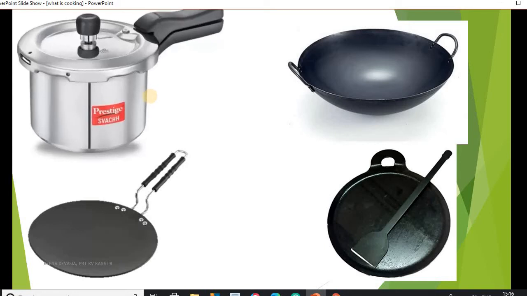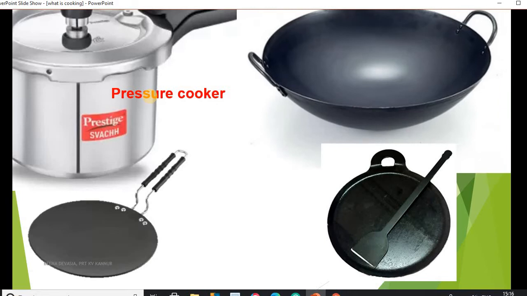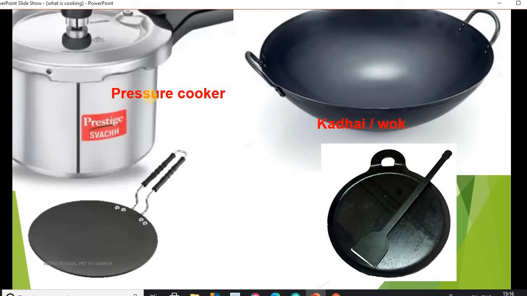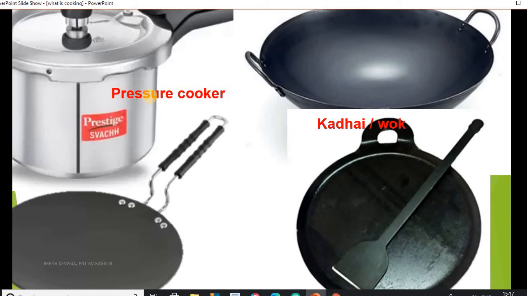The first picture is of a pressure cooker. Pressure cooker. The next picture is a kadai. A kadai, or it is also known as a wok in English. W-O-K, wok. The next picture is known as a tawa. So you have seen both these items in your homes. One is used to roast chapati, while the other one is used to prepare dosa. So it is known as a tawa. It is also known as a flat fry pan. Tawa or a flat fry pan.